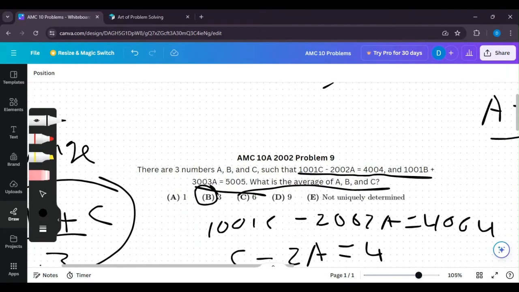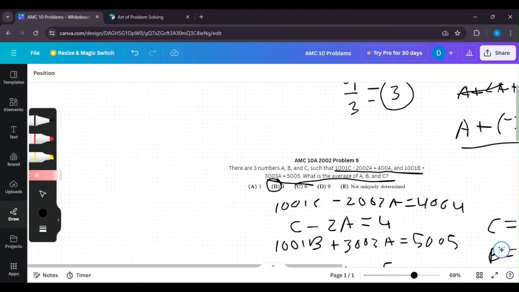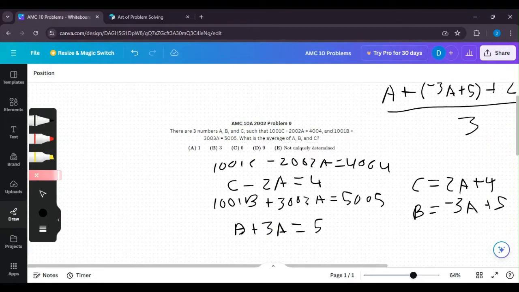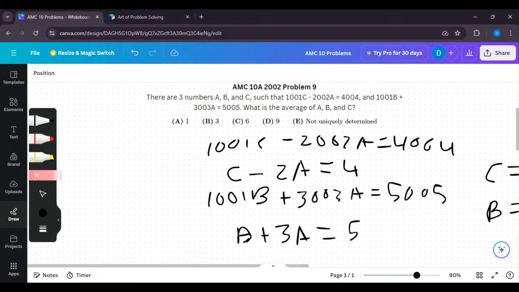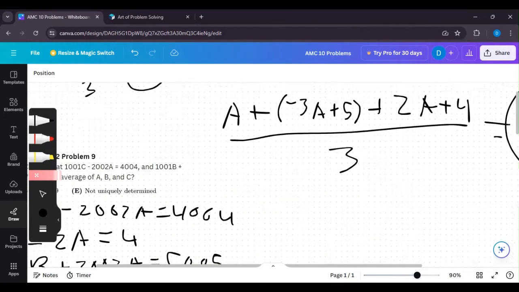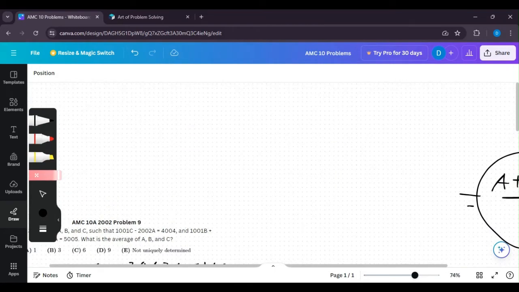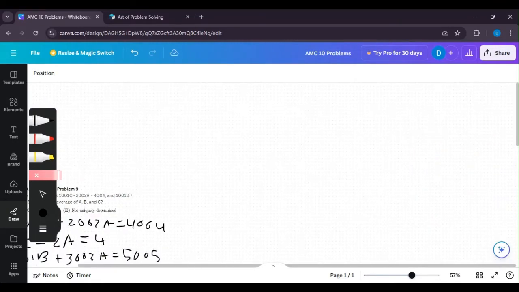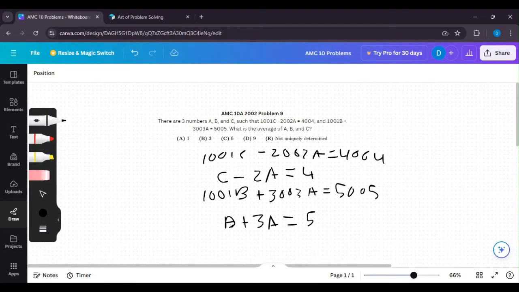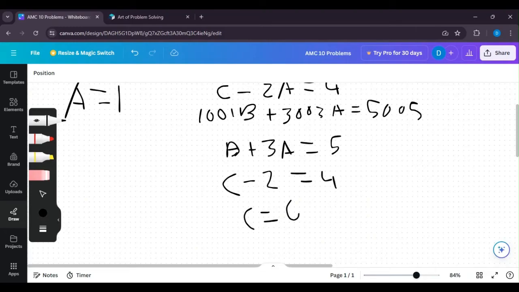But wait, there's more. Since this equation is not too complicated, we can find the average a different way. And this usually doesn't work. However, it could also work. So we can set a as an integer. And if we set a as an integer, we can find the other two integers as well. So if a is 1, we're just setting a as 1. c minus 2 is equal to 4. And then c is equal to 6.